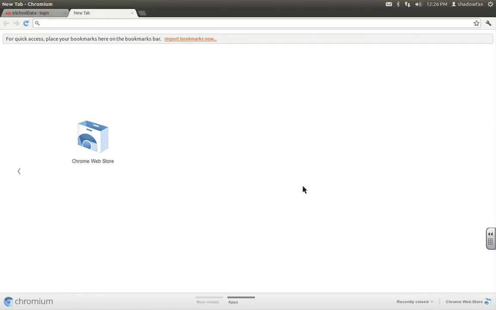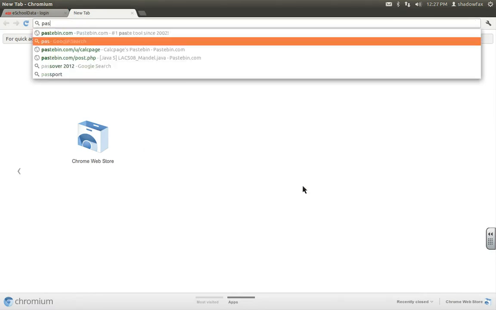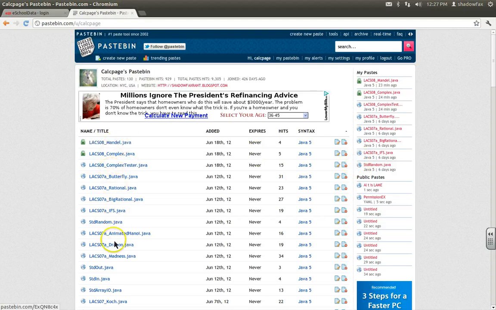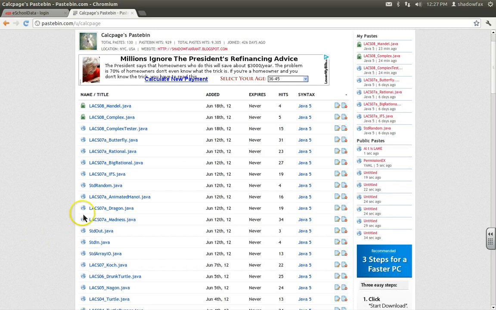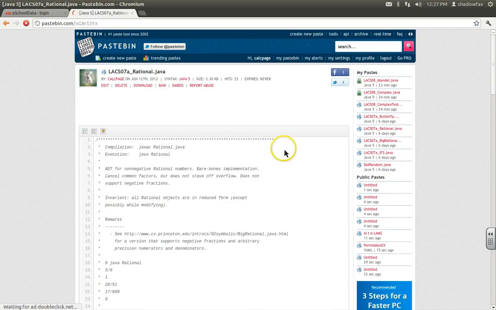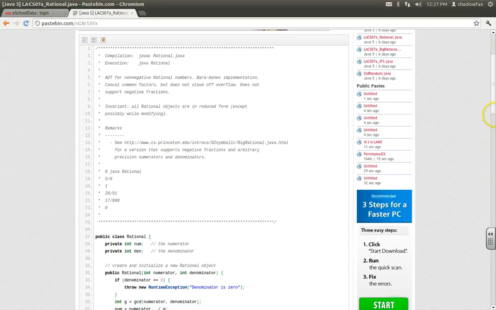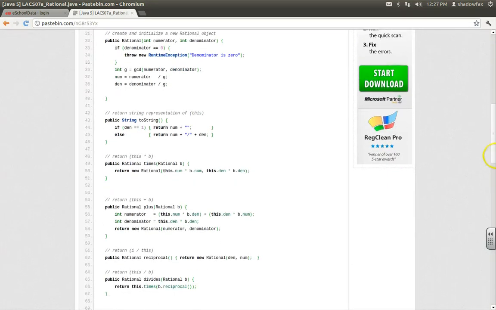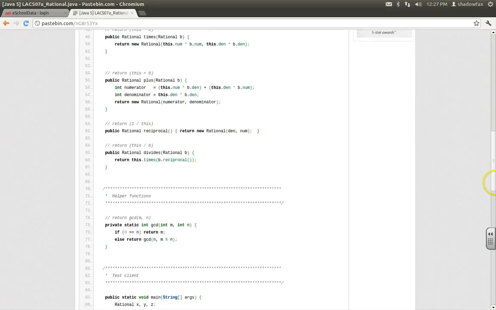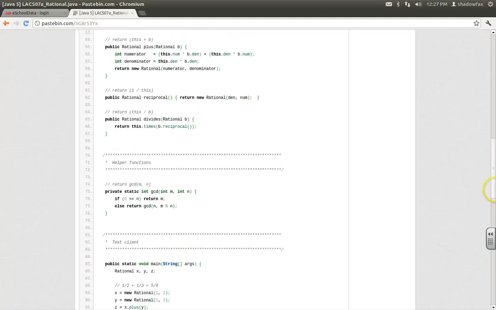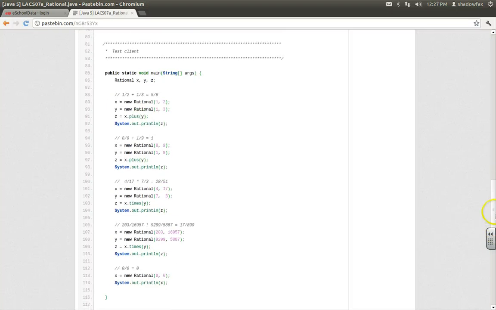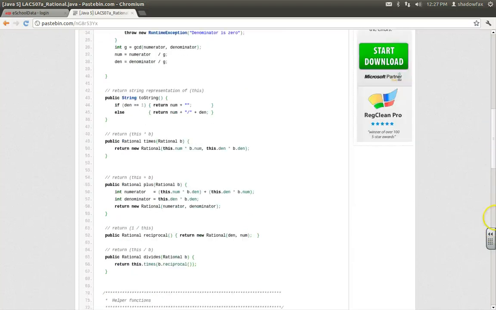Okay, which would be in pastebin. The first thing I'd show you would be the rational class. It takes an integer over an integer, makes a rational number, a fraction out of it, and it has a toString, and it has multiplying rationals and adding rationals and reciprocating rationals and getting common denominators and dividing rationals, all kinds of fun things. Look at the tester part.